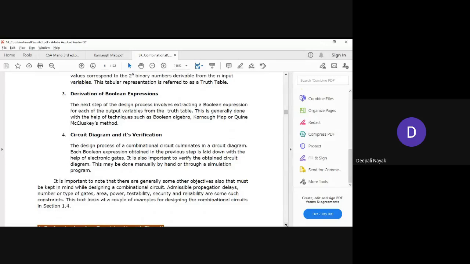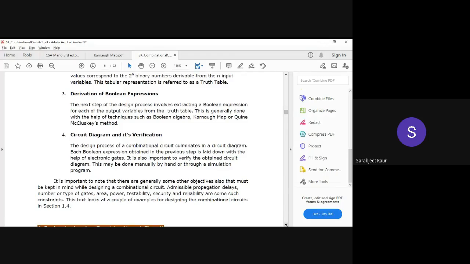Derivation of Boolean expressions. The next step of the design process involves extracting a Boolean expression for each of the output variables from the truth table. This is generally done with the help of techniques such as Boolean algebra, Karnaugh maps, or Quine-McCluskey's method.